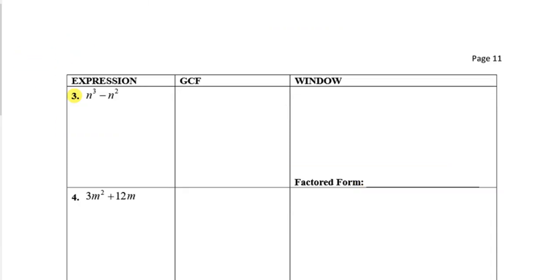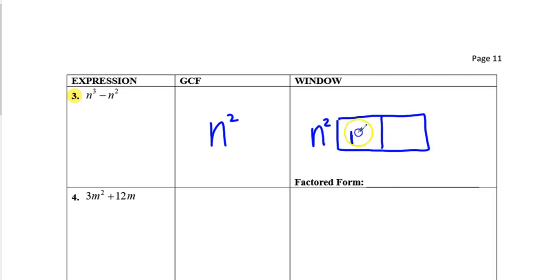I'd like you to work on number 3, identify the GCF, and try to set up your window. Play the recording when you're ready. Okay, so hopefully you recognize it's n squared, smallest exponent. Don't forget that negative sign that is associated with that n squared. Now finish it off, guys. Can you please put on the top, what are the factors when you factor out an n squared from each of those terms? And so if we have an n minus 1. And of course we can check it by distributing.